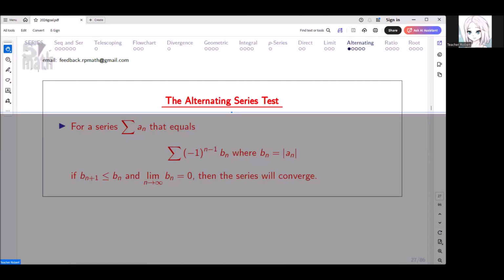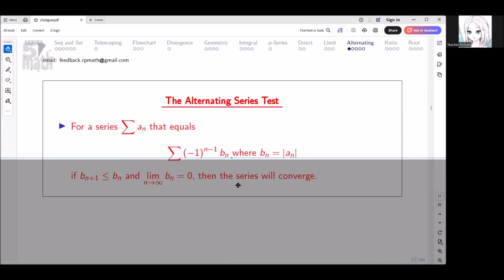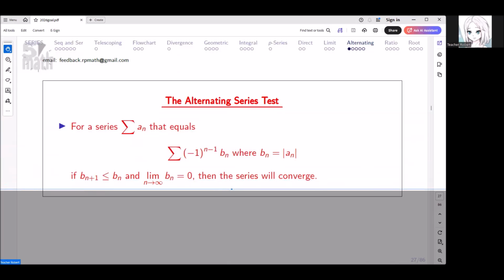The alternating series test. For a series an that equals (-1)^(n-1) bn, where bn equals the absolute value of an, if bn+1 is less than or equal to bn, and the limit as n goes to infinity of bn equals 0, then the series will converge.